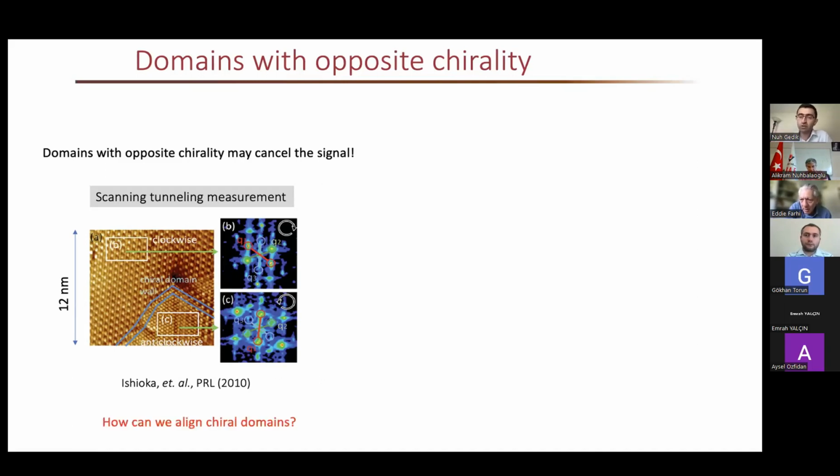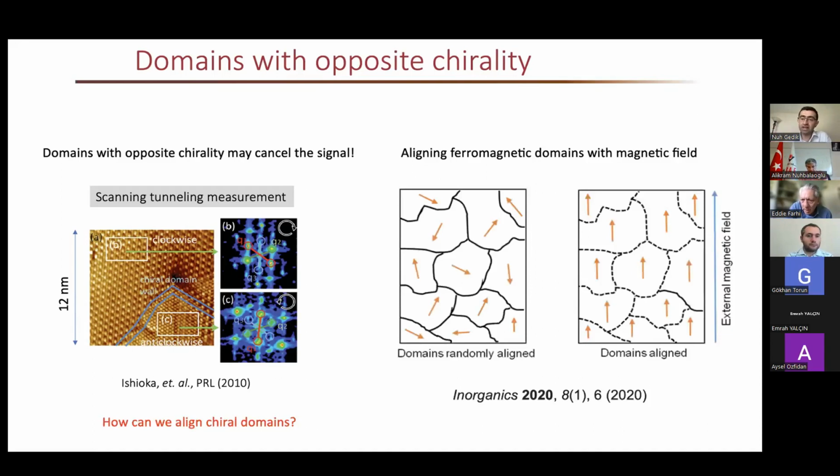Well, let me show you a similar example. We know about magnetic domains, right? You can have a ferromagnet and these domains would be pointing in random directions. Now, what you would do is put a magnetic field to align these domains. That's how you align magnetic domains. Now, you cannot do this with the chiral domains. Chirality doesn't couple to the magnetic field. You cannot align with a magnetic field. So you need something else.